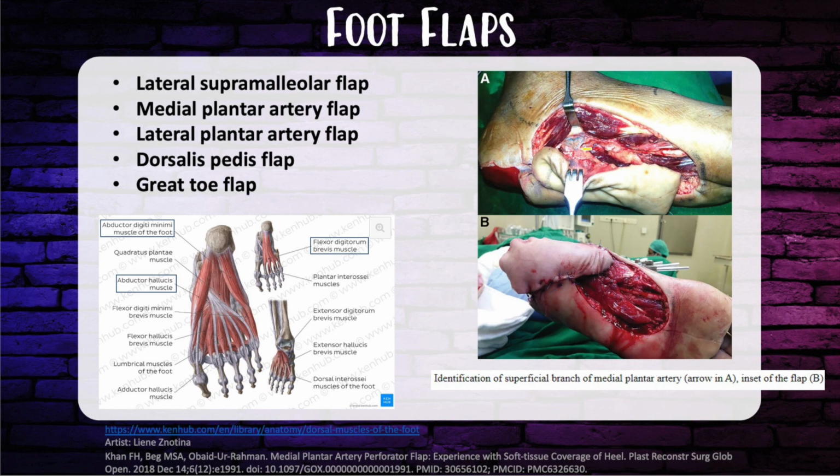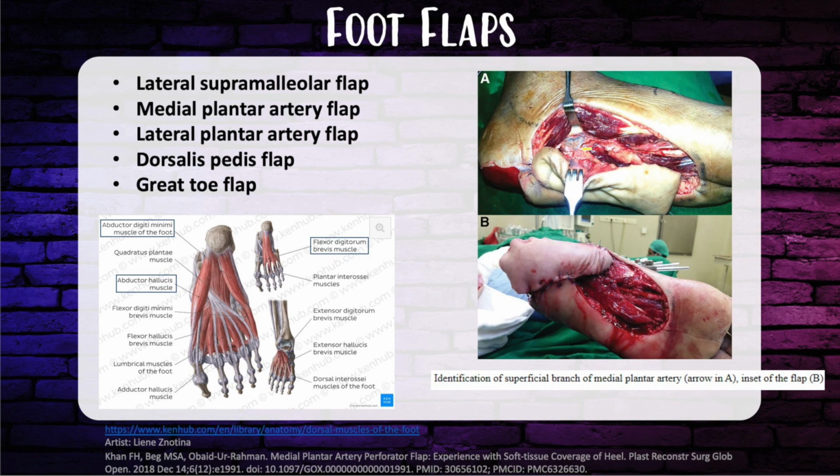Next is the medial plantar artery flap. This is also called the instep flap. It is the most reliable sensate flap for coverage of plantar calcaneus. This is always a question. This is the go-to option for sensate coverage of the heel.